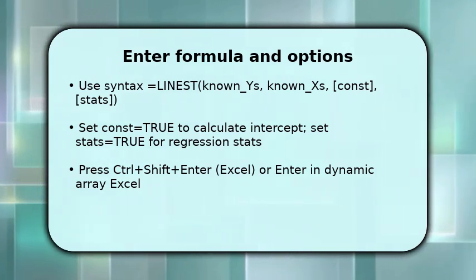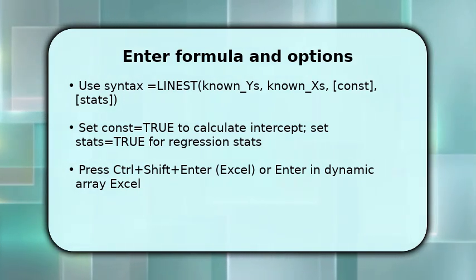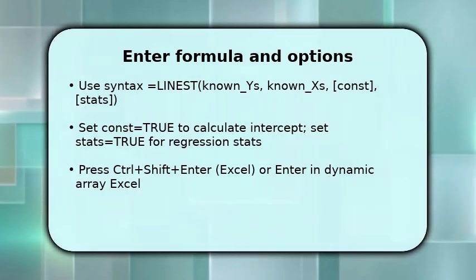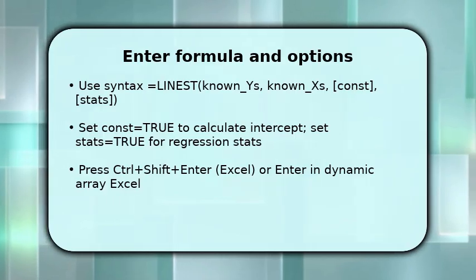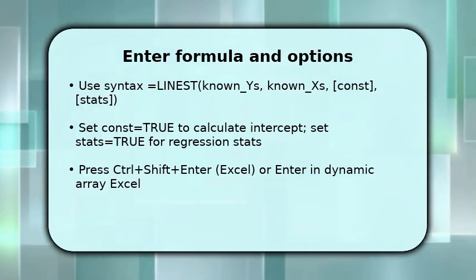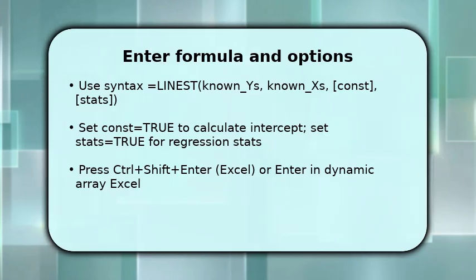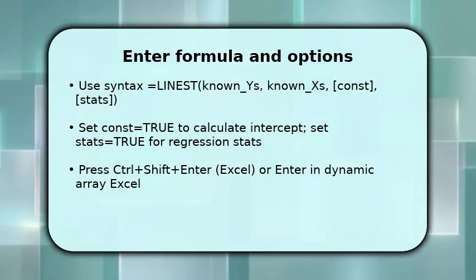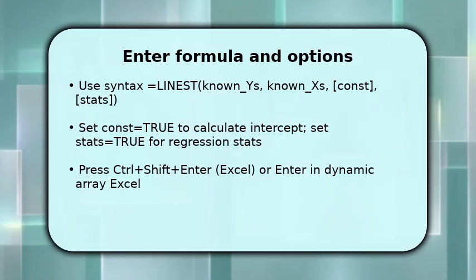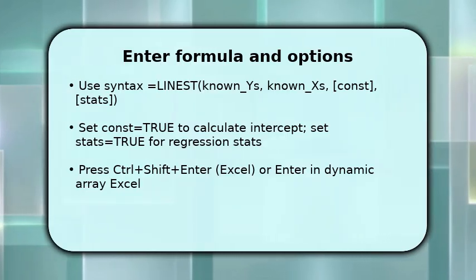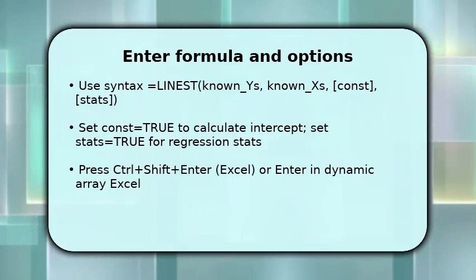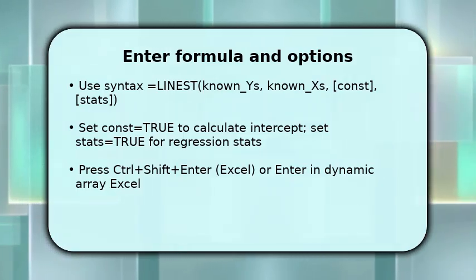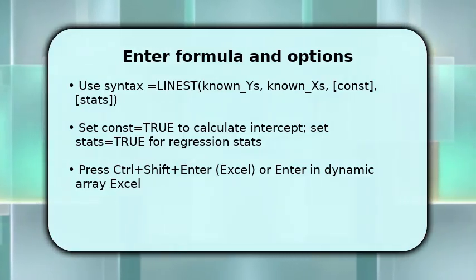For a standard fit, type =LINEST(YRange, XRange, TRUE, TRUE) to compute the intercept and extended statistics. If you only want the slope, set stats to FALSE, but for diagnostic values choose TRUE. Now confirm the selection using Ctrl+Shift+Enter in legacy Excel so the function outputs multiple cells. In modern Excel, simply press Enter if your version supports dynamic arrays. Make sure ranges align by rows.